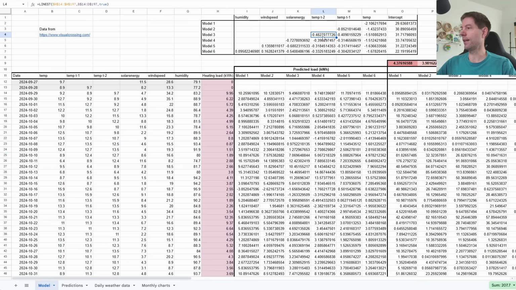And I can do again the line estimate, but this time taking those 3 inputs instead of just the first one or the first 2 to get the prediction for today's heating load, and that gives me then three parameters plus the intercept.